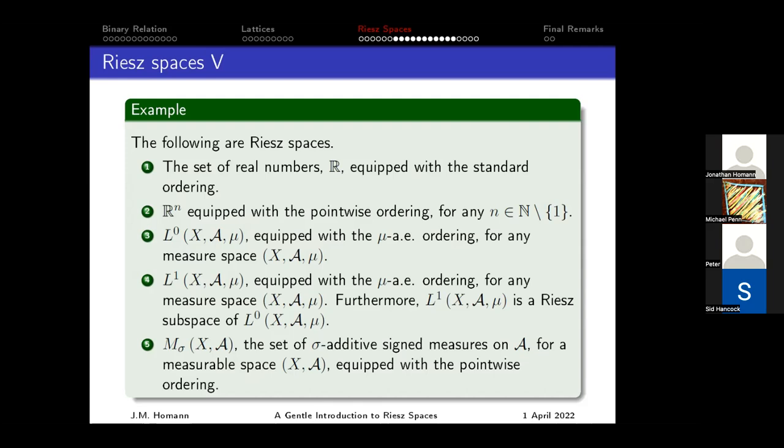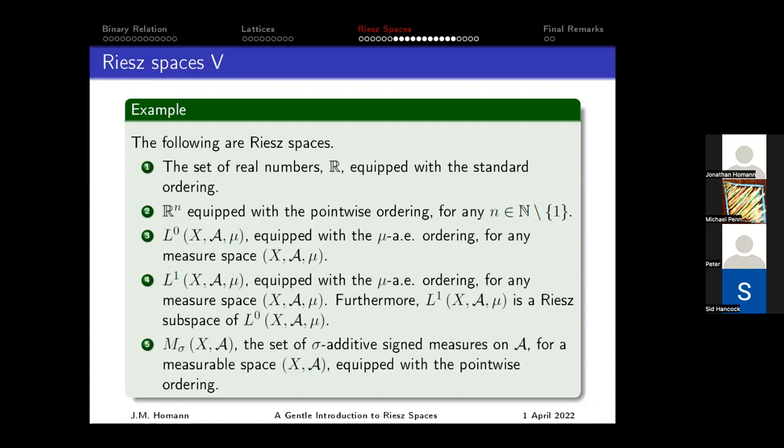And so R is a Riesz space. Now, if we take Rn, and let's let n be a natural number greater than or equal to 2, and we equip it with the pointwise ordering. That means that for a member x in Rn and a member y in Rn, we'll say that x is dominated by y if and only if each component of x is dominated by each component of y. So that pointwise ordering is a partial ordering.